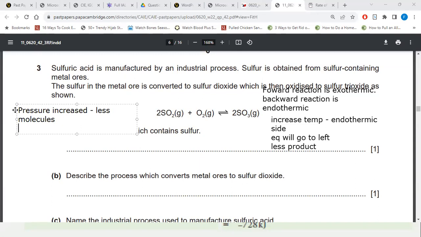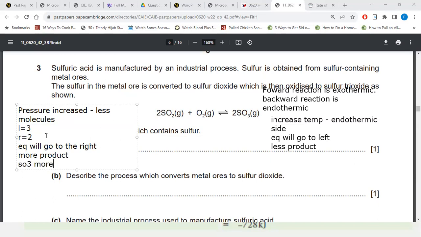What does the left side have and what does the right side have? How many molecules? The right has 2 and the left has 3. So it's going to go to the right. Equilibrium will go to the right side. So am I going to get more product or less product? More product. Left is less, so right is the opposite. So I will get more product, more SO3.